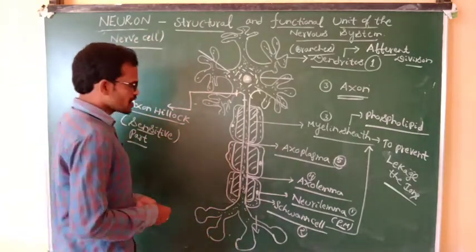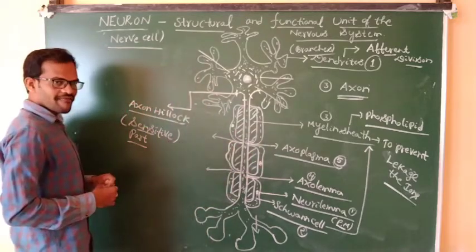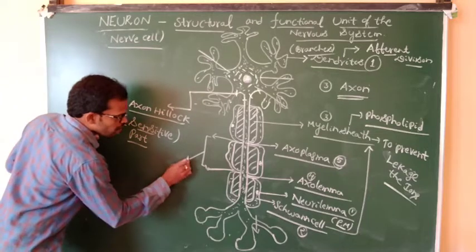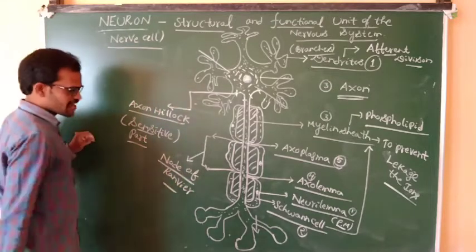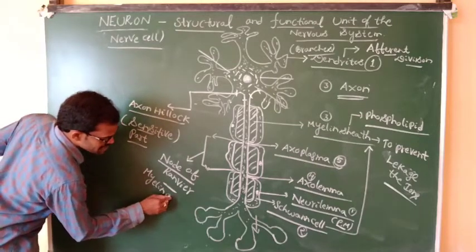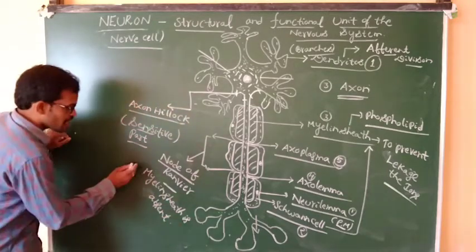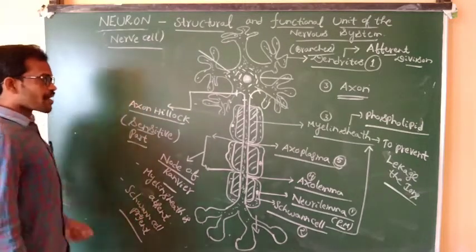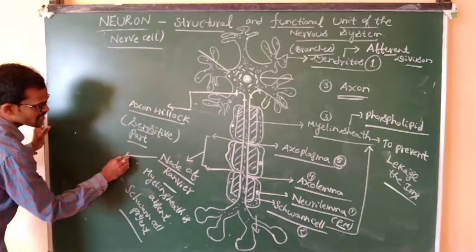Coming to the next part. If you observe the gap located between one neurolemma fiber and the other neurolemma fiber, what is this gap? This gap is known as the node of Ranvier. At the node of Ranvier the myelin sheath is absent, but the Schwann cell is present. What is the function of the node of Ranvier? It is helpful for saltatory conduction.